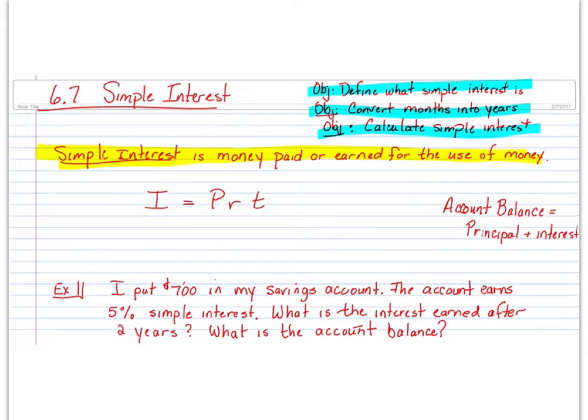Good morning. Today we are going to be talking about 6.7, simple interest. If you ever put your money into the bank or if you borrow money, sometimes they charge you what's called simple interest. Simple interest is money paid or earned for the use of money. So if you borrow money, you pay back interest as well. You borrow the money, plus you pay back interest. And if you put your money in an account, you have your money and it earns interest.